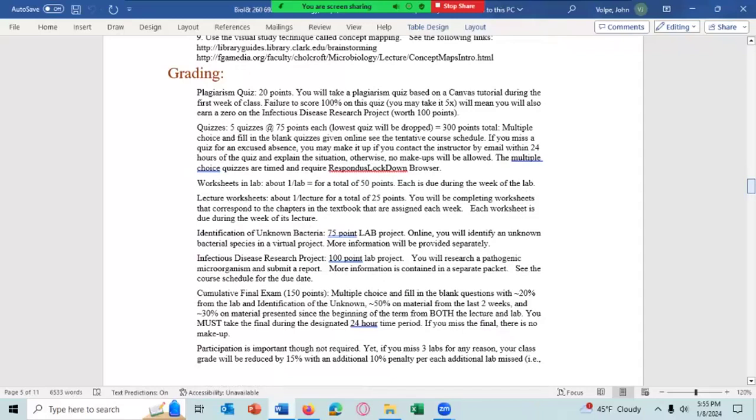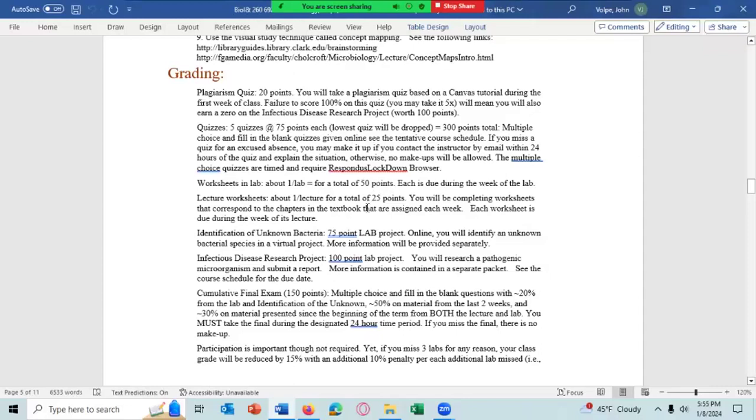The plagiarism quiz is 20 points. There are 5 quizzes at 75 points each. However, you'll get to drop your lowest quiz. So the total quiz is 300 points. The worksheets in the lab will be for a total of 50 points. I think each lab is 5 points generally. There's the first 2, which is 2.5, but all the others I think are 5 points.